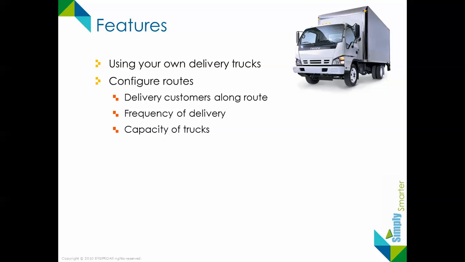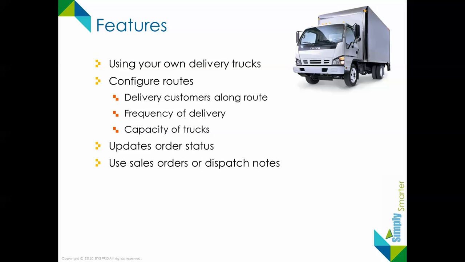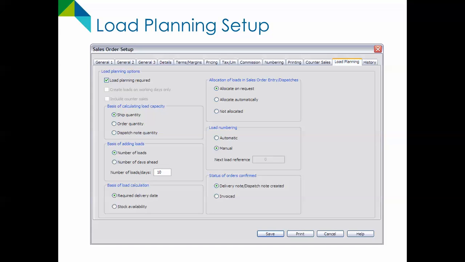What's the capacity of our trucks? We have so much weight and volume that we can take up. So I want to manage that to make sure we're not trying to put too much on our truck. It can also update the order status based upon our configuration. And I can also use sales orders or dispatch notes to feed over into load planning. So load planning is also part of the sales order module. So in the setup side, in sales orders, towards the end we'll see our load planning and where we can set up some of those options as far as how do I want to add new loads? I know I go 3 days a week, so we can start adding those into the future. Where do I want to calculate where things are coming from? How do I want things to happen? Do I want to update the order so it's set to ready to invoice?